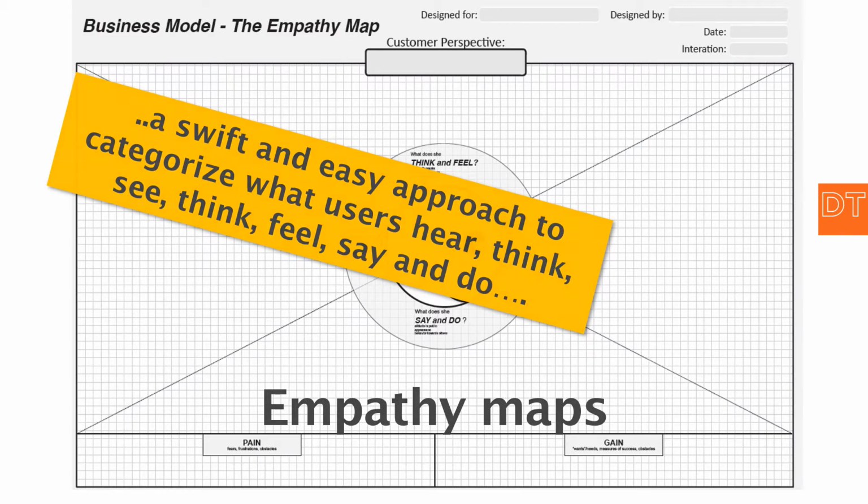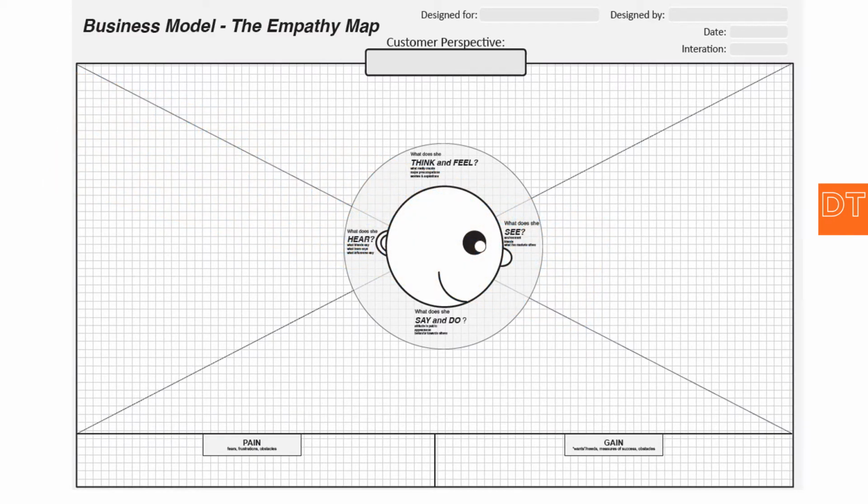Now, to explain it a little bit better, let me fill it in and take you through it step by step. In the middle, you see this head, which depicts iconically what people see, that's the eye, what they hear, which is the ear, and what they say, which is the mouth, and also do, which is more than just the mouth, but it's in the same area. And on the top side of it, what do they think and feel?